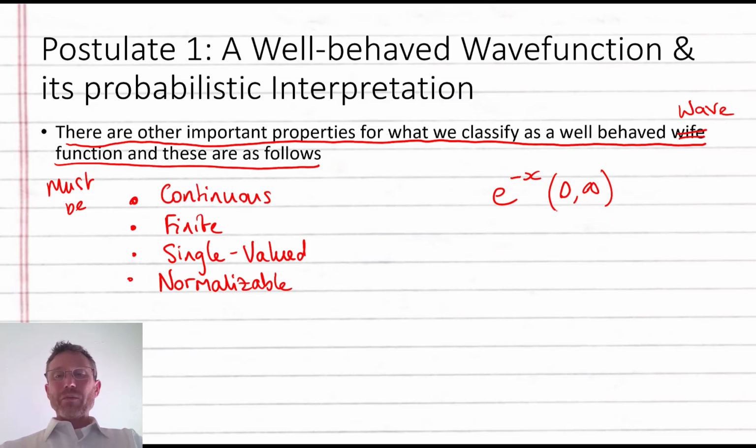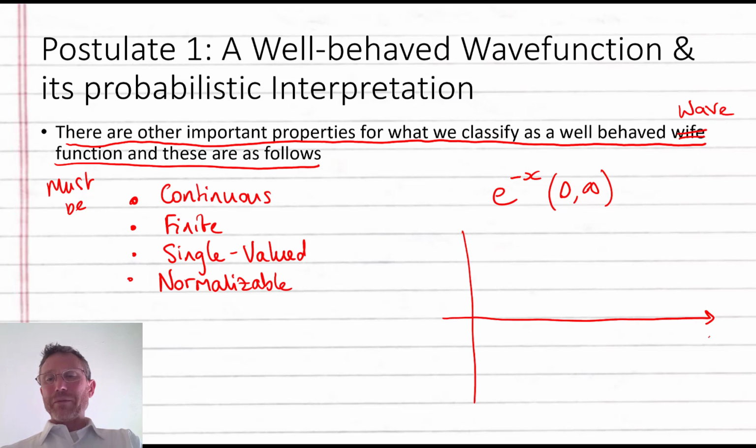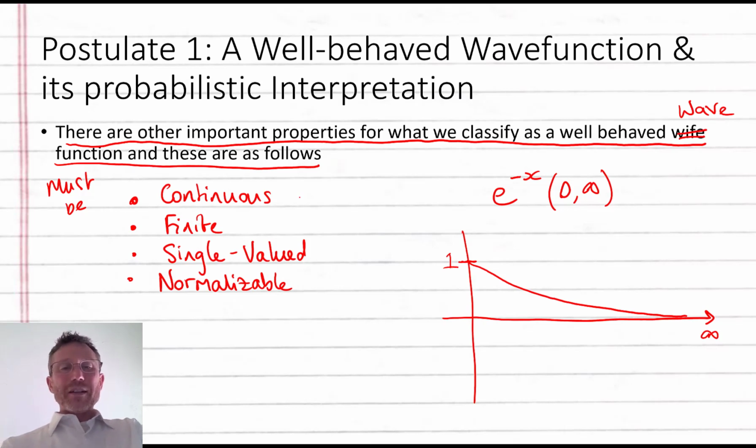So what does this function end up looking like? We're only going from 0 to infinity, and so we know that wave function is an exponential decay, never actually reaches 0, and it starts at a value of 1. In other words, with those boundaries in mind, it's continuous, it's finite, we never have an infinite value, it's single valued, and it's also normalizable.